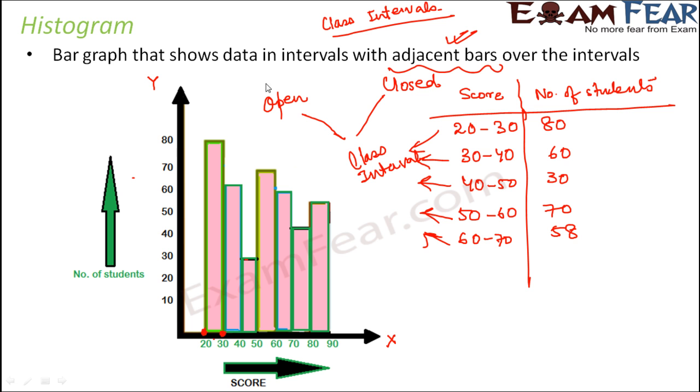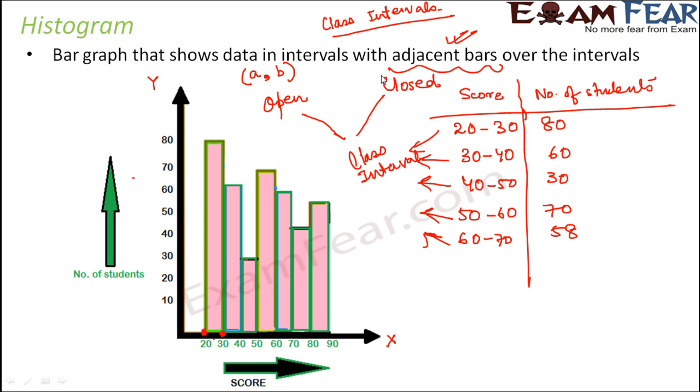So how do we denote an open interval? By round brackets. If A and B are the limits of the interval, let's say A is the lower limit and B is the upper limit, then if we write it like this, it shows that A and B represent an open class interval. That means you are looking for values which are greater than A but less than B. So that is an open class interval.